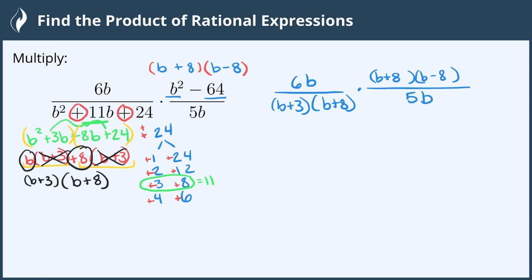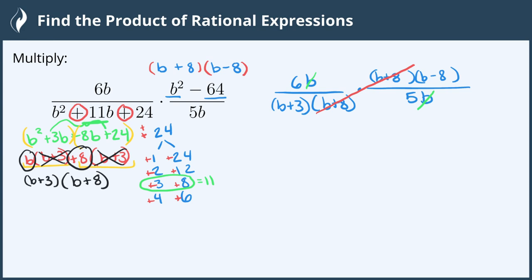Now that we have this factored, we can simplify by finding any factors in common with the numerator and denominator, and they will cancel out. In this case, b plus 8 divided by b plus 8 is 1, and so those cancel out. And it looks like we have one more. We can cancel out the b's here and here, a numerator and denominator. b divided by b is 1. And it looks like that's all that we can cancel out.